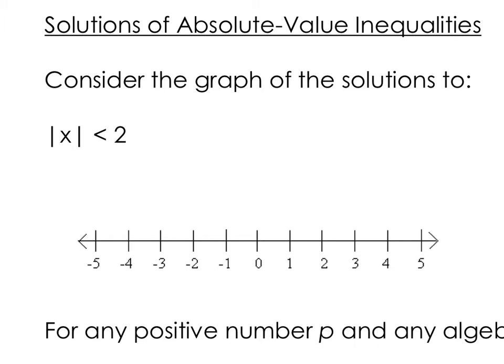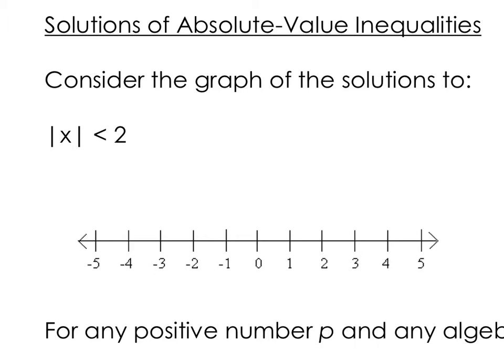1.6 Part B. So, solutions of absolute value inequalities. Consider the graph of the solutions to the absolute value of x is less than 2. So, let's just choose some values and see if they work. Here's our number line. Let's choose -5.